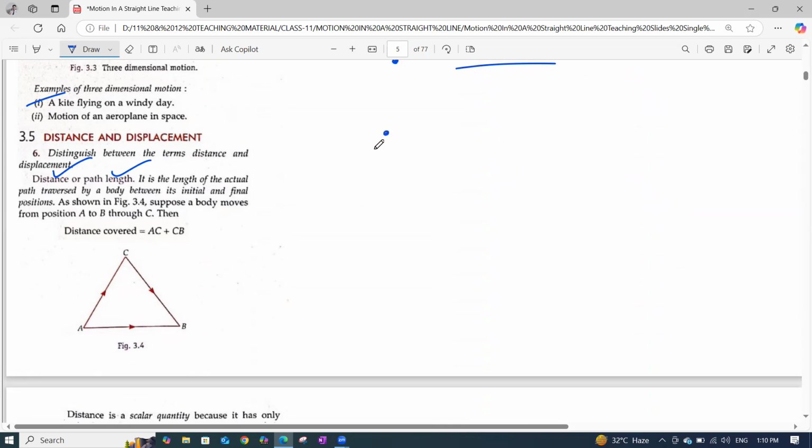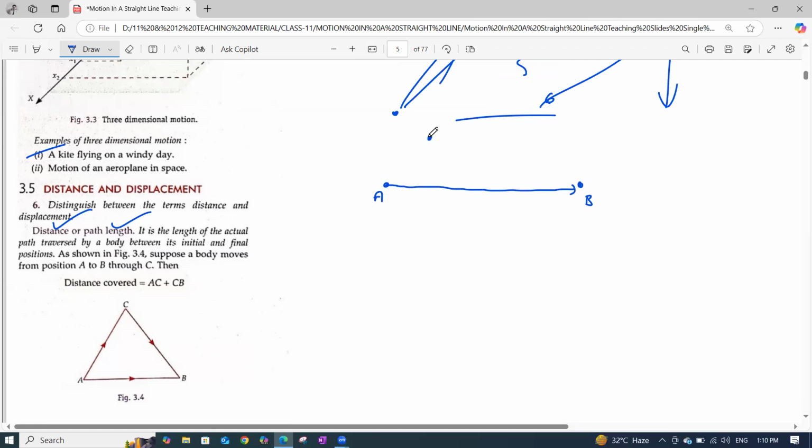Consider this is initial point A, this is final point B. How can we go from A to B? It is not compulsory that you need to go in a straight line. Sometimes there will be another point C, another point D. The body might go from A to C first, next C to D, after that D to B.